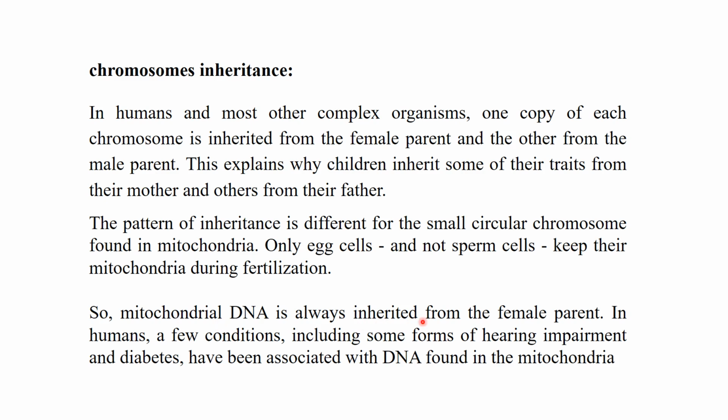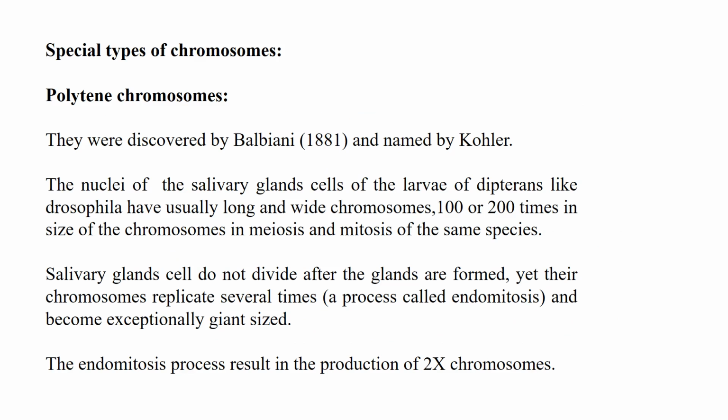In humans, a few conditions, including some forms of hearing impairment and diabetes, have been associated with DNA found in the mitochondria. So mitochondria related जो disorders हैं, they are all transferred from mother to offspring. Special types of chromosomes: there are other types of chromosomes than the normal chromosomes. This is just for the sake of information.